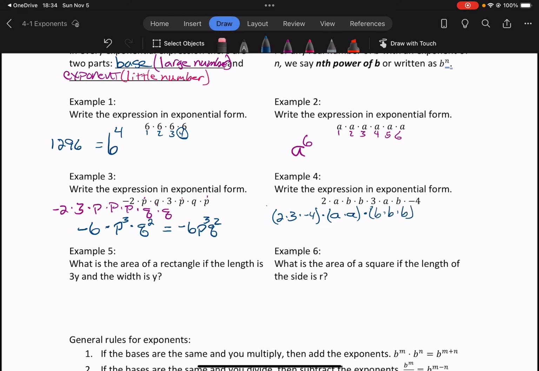And now we can combine them together. 2 times 3 is 6, times -4 is -24, times A times A is A squared, 3 B's, that's B cubed. Since we got them all separated, they're all different letters and numbers, we mash them all together, so it's -24 A squared B cubed. And so those are our final answers.